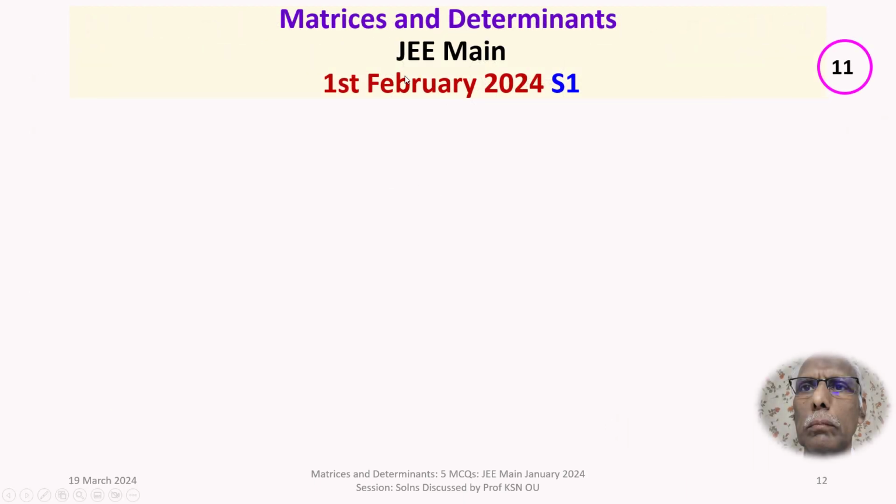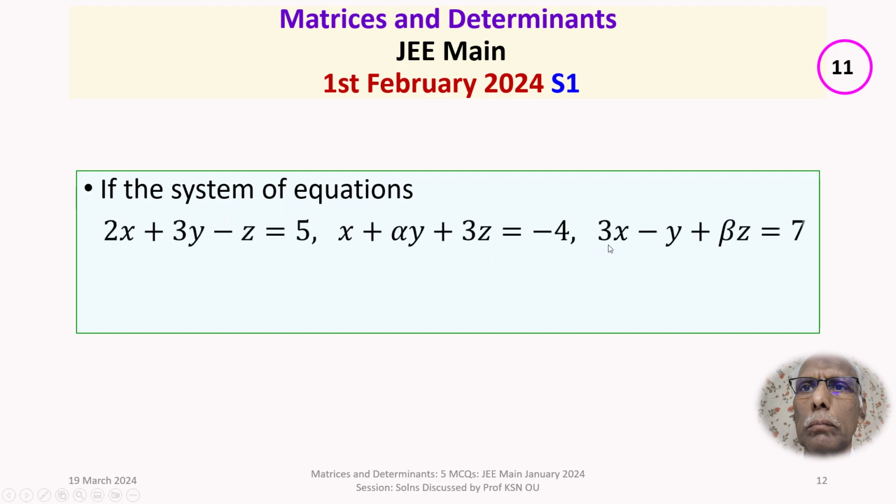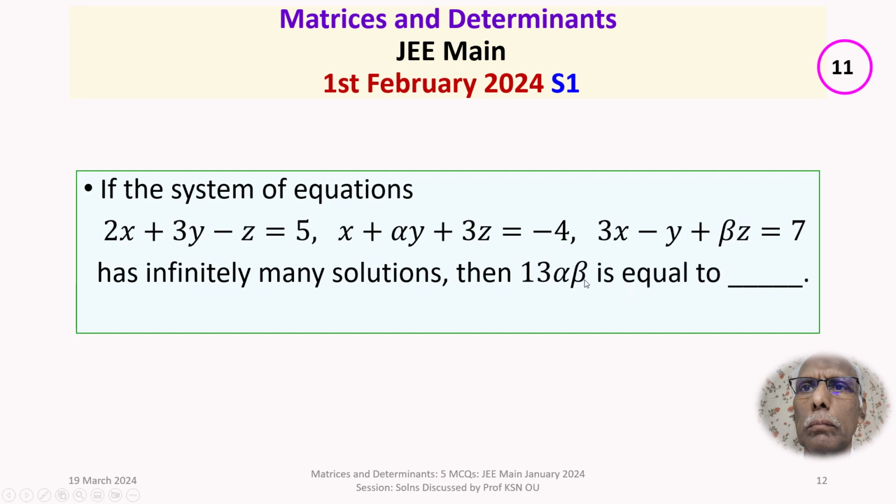This is the question that has been given in JEE main exam held on 1st February 2024 in the first session. The given question is, if the system of equations, these are the three equations in three unknowns x, y, z, and involving two unknowns alpha and beta, and has infinitely many solutions, then 13 alpha beta is equal to, we are given 4 options.